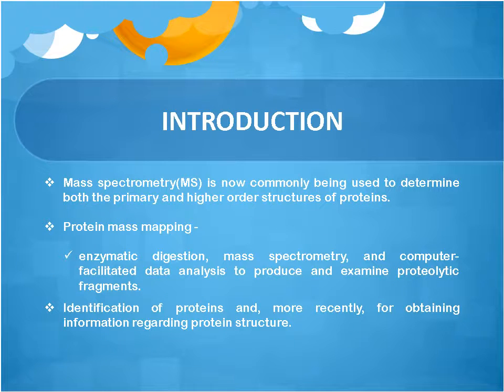Coming to the introduction, mass spectrometry, which is abbreviated as MS, is now commonly being used to determine both the primary and higher order structures of proteins. Protein mass mapping combines enzymatic digestion, mass spectrometry, and computer-facilitated data analysis in order to produce and examine proteolytic fragments. This is done for the purpose of identifying proteins and more recently for obtaining information regarding protein structure.